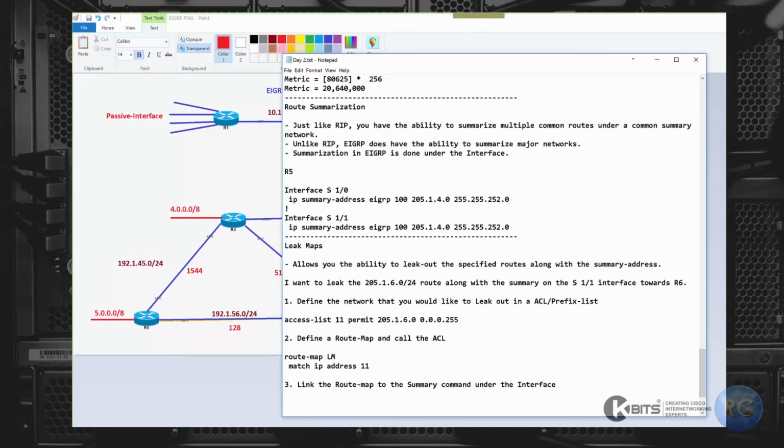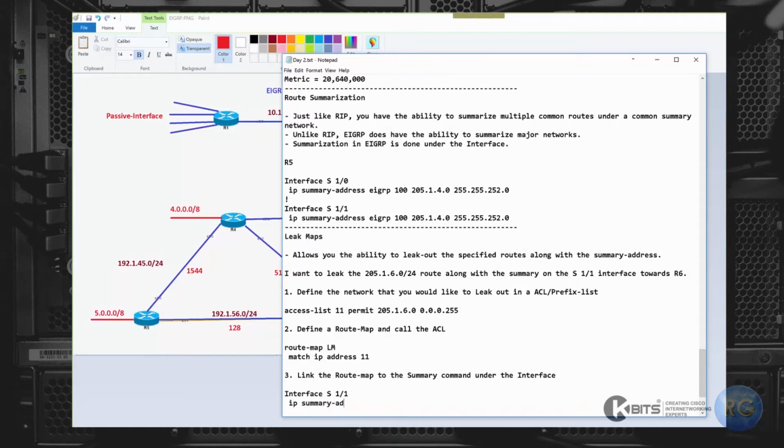That is correct. I just wanted to do it over here using an ACL. A prefix list would be preferred. So over here under interface S1/1, ip summary-address eigrp 100 205.1.4.0. Remember the one that I had put in, followed by the keyword leak-map, and you call the route map, which is LM.